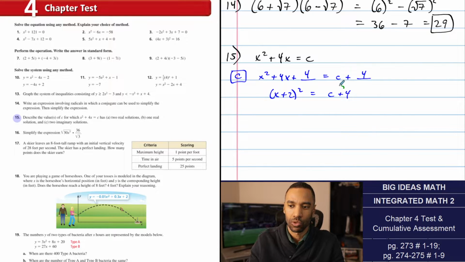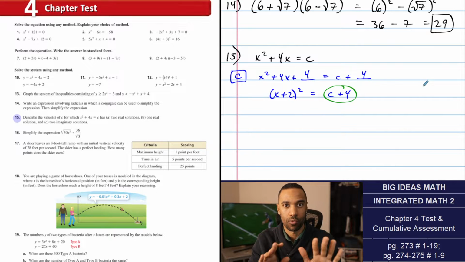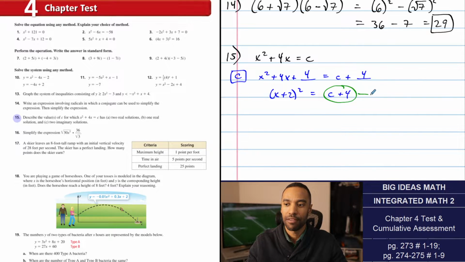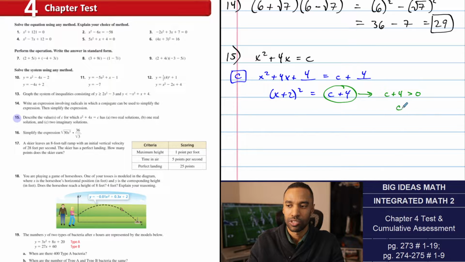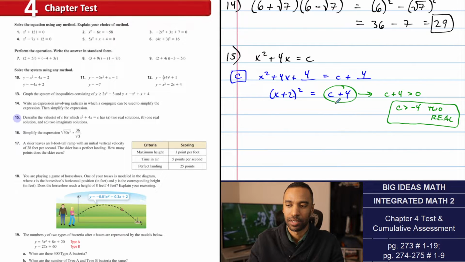Now, what I need to do is look at C plus 4 and state when I would have 2 real solutions, 1 real solution, or no real solutions. If C plus 4 is greater than 0, if it's a positive number, you'll have 2 real solutions. C is greater than -4, 2 real. I subtracted 4 from both sides. That is 1 answer. If C plus 4 was 0 itself, this is where you would just have 1 real solution. So that's where C is -4. That's 1 real.